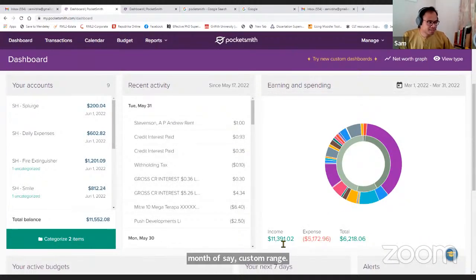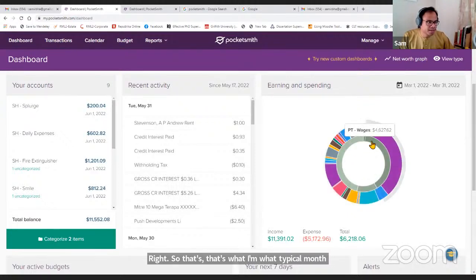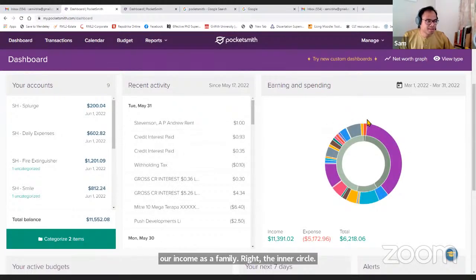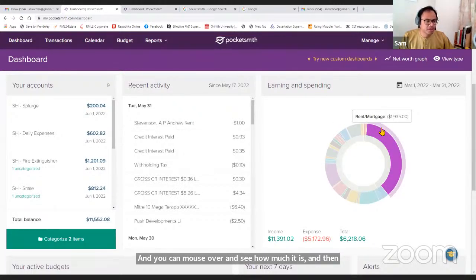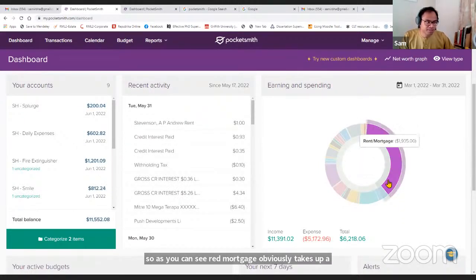Right. So that's what a more typical month looks like for us. In the inner circle here, that shows our income as a family, right? And you can mouse over and see how much that is. And then the bigger colored portions show you your expenses. As you can see, rent and mortgage obviously take up a huge chunk of our expenses, almost 30 to 40% there.